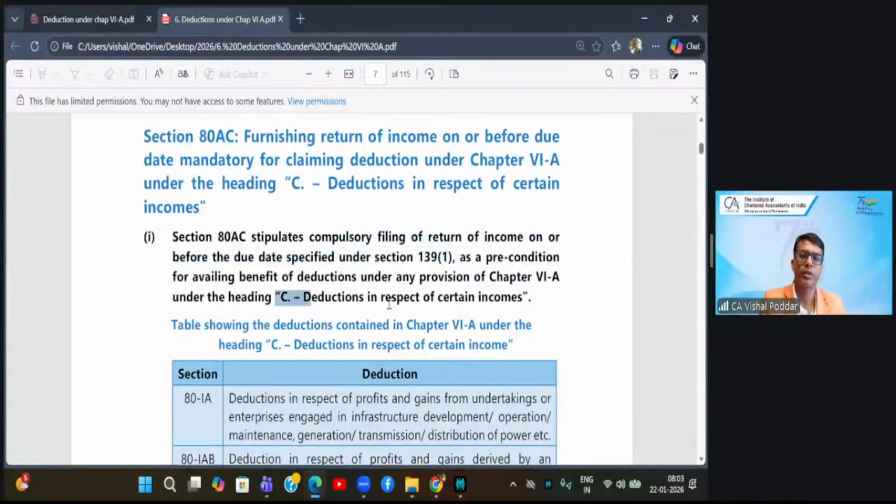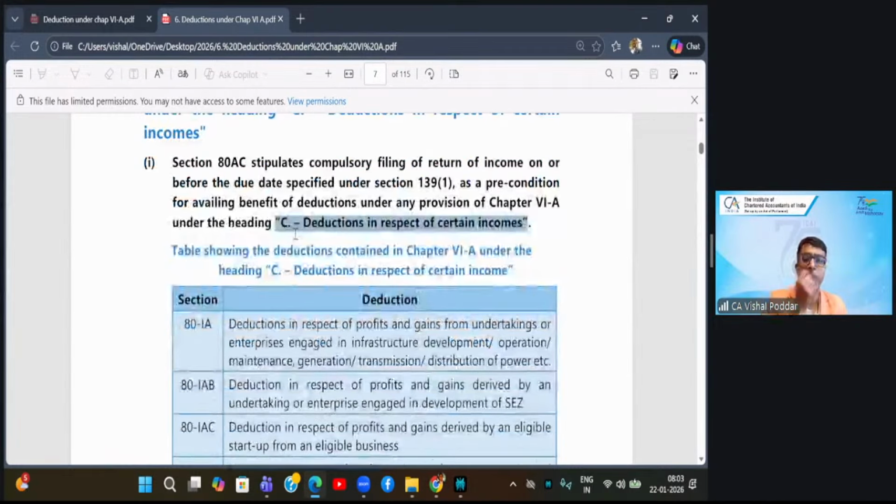So again, for this deduction under heading C, which is for certain incomes, the condition is it should be claimed in the return, and second, the return should have been filed within the due date. If you file the return late, I don't give you deduction.